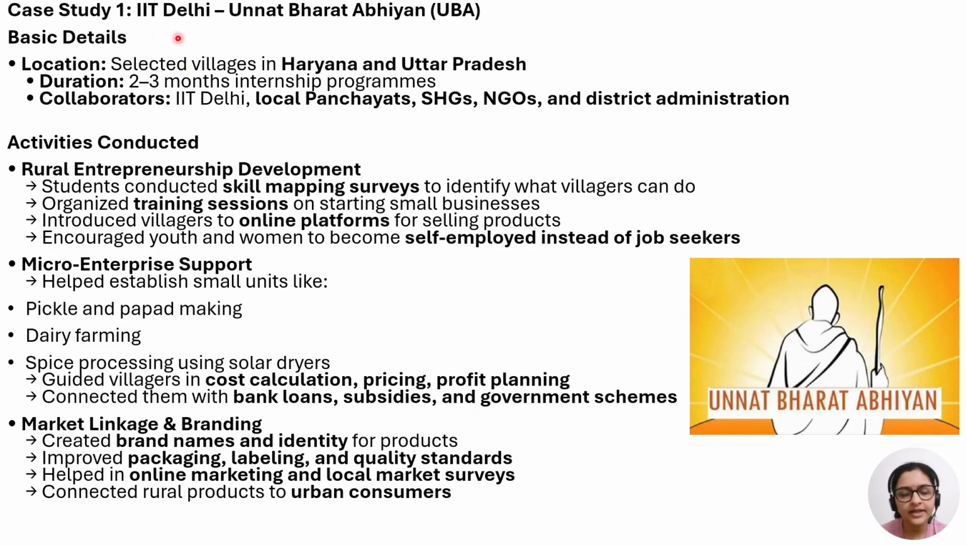The first case study is Unnat Bharat Abhiyan, UBA, that has been taken up by IIT Delhi. So these people have selected villages in Haryana and Uttar Pradesh. Duration is 2 to 3 months. Who are the collaborators? IIT Delhi, local panchayat, SHGs, self-help groups we have seen in our previous videos, NGOs and district administration. What are the activities conducted?